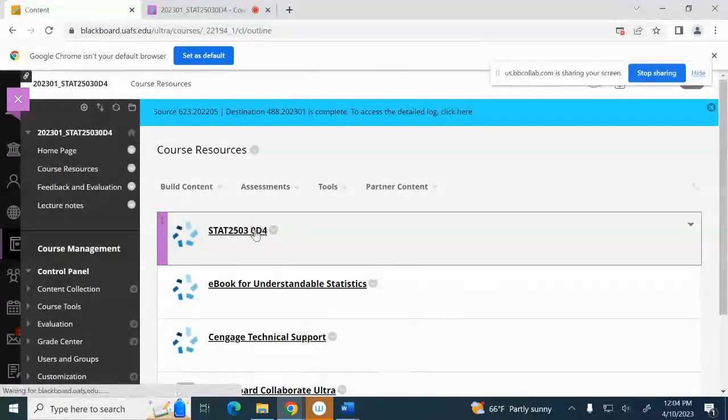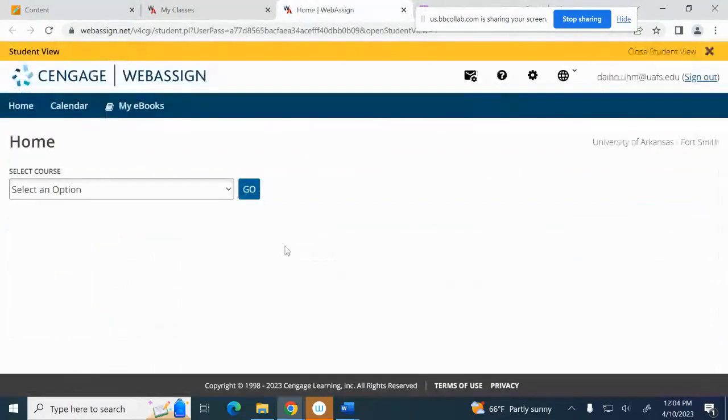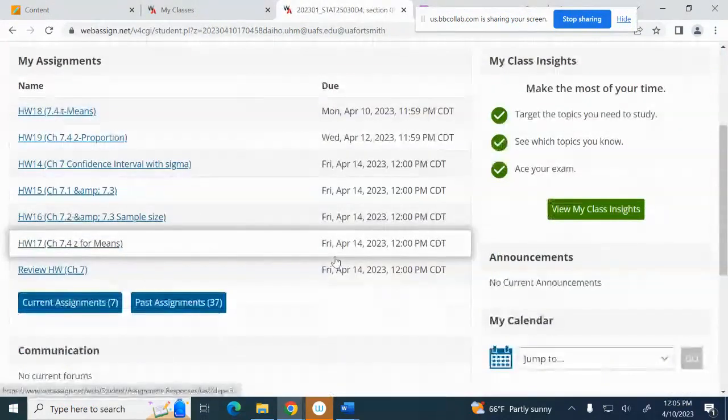Okay. So let me go to the Cengage homeworks. Just a second. Let me get into section number 4. Look at this. It's number 18. Tonight, Monday. Homework number 19 I already posted today, 2 proportions, due Wednesday. And I already reopened number 14, 15, 16, 17.